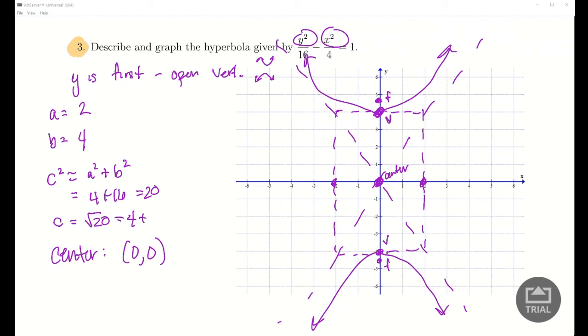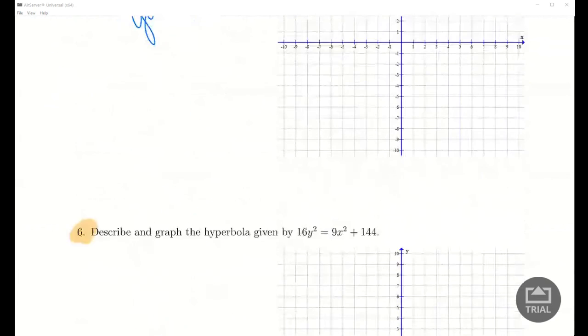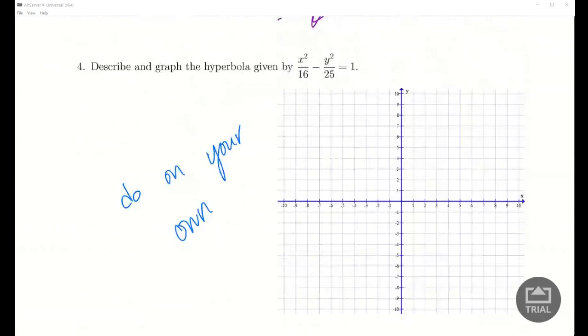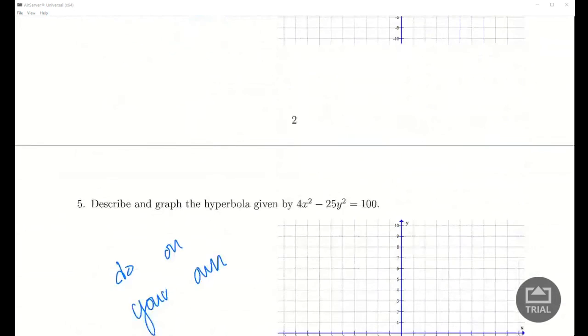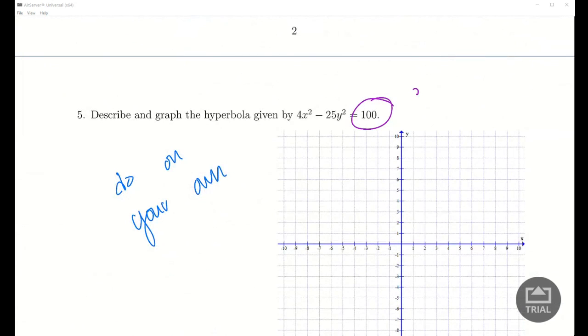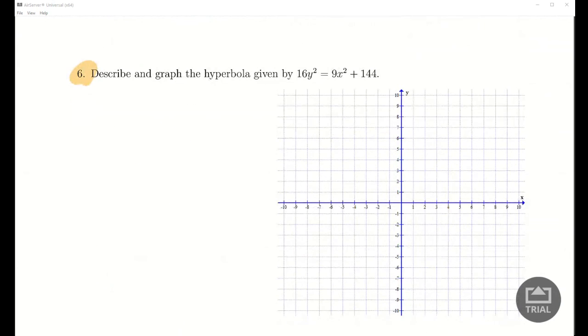All right. So you're going to try those on your own. In these ones, this one's done for you. This one, remember, you want to get a 1 on this side. So you're going to have to divide by 100 to start with. Same thing here. You want a 1 on the right-hand side. So get that 9x squared over and then divide by 144.